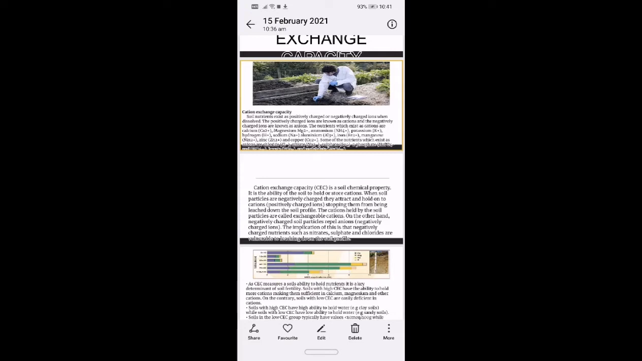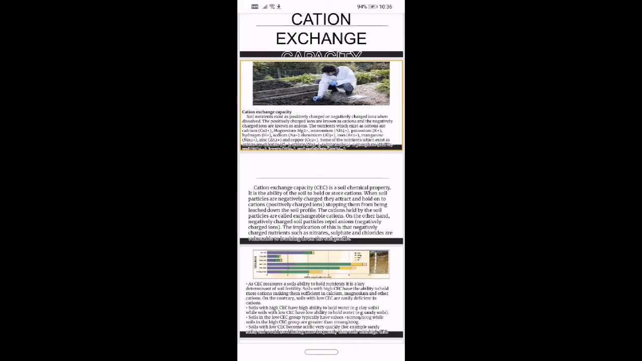As CEC measures a soil's ability to hold nutrients, it is a key determinant of soil fertility. Soil with high CEC has the ability to hold more calcium, magnesium, and other nutrients, or on the contrary, soil with low CEC is easily deficient in calcium.